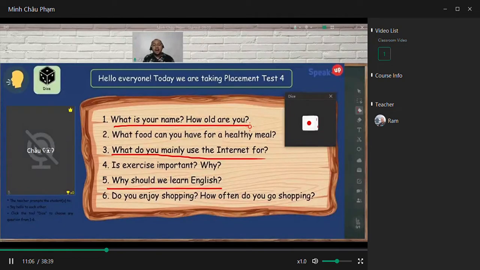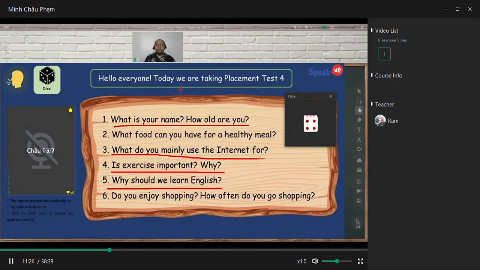Okay, next question then. Can you please click the dice again? All right. Next is number 4. So for number 4, is exercise important and why? Why do you think it is?